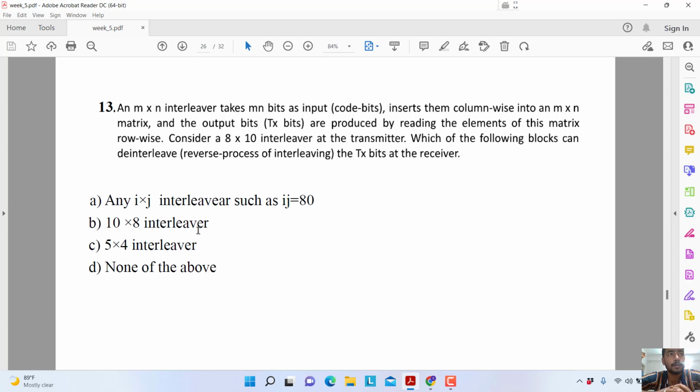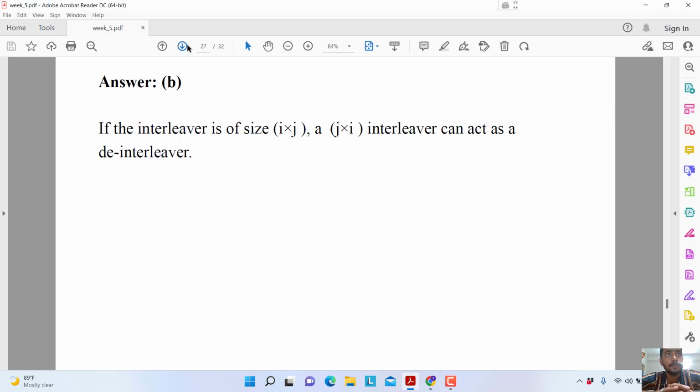The answer will be the B part. The transmitter is of size 8 cross 10, and at the receiver the de-interleaving process is the reverse of the interleaving, so it will be of size 10 cross 8. So our option is the B part. The explanation of this question: if the interleaver is of size I cross J, the J cross I interleaver can act as the de-interleaver. That's just the opposite.